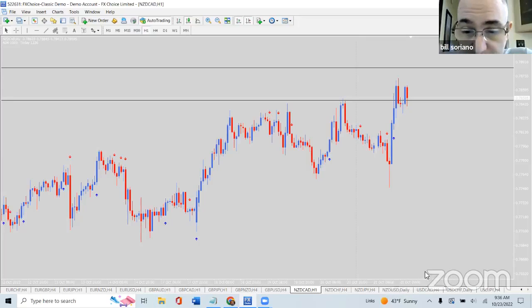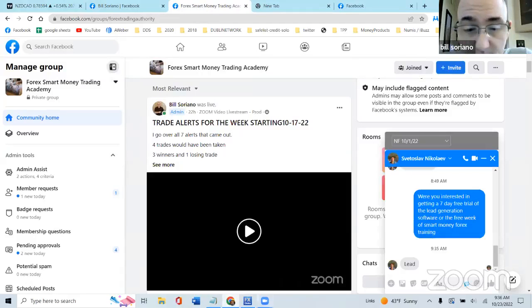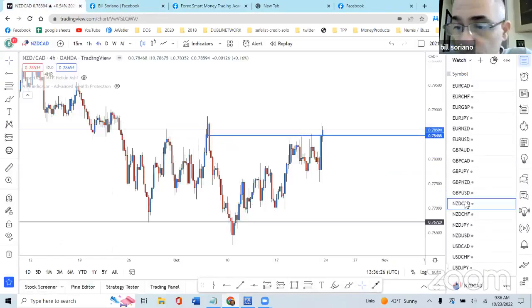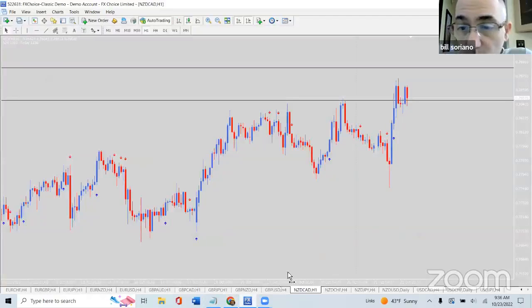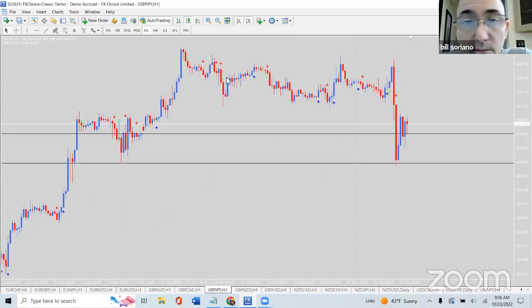So enough of that. Let's go to another one here. Let's look at GBP JPY. Let's see, we're going to pull this one up here.